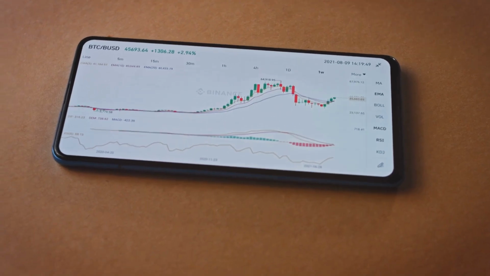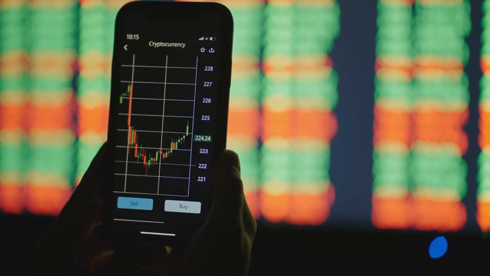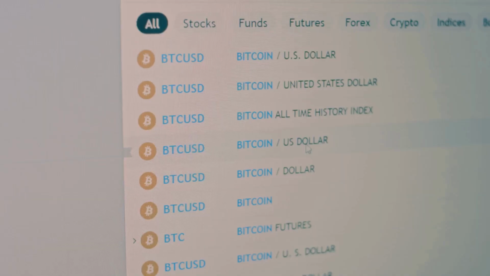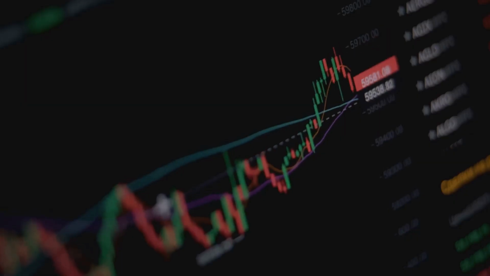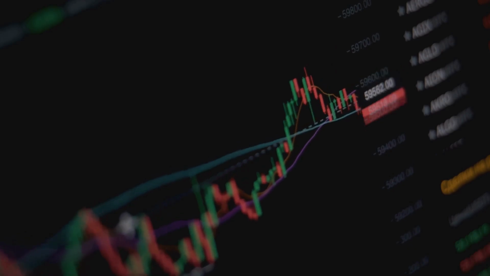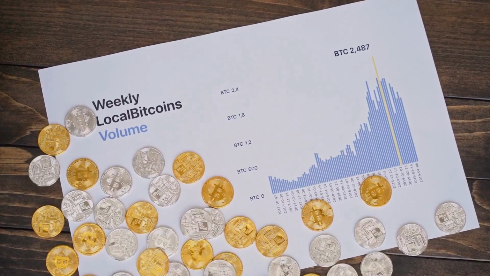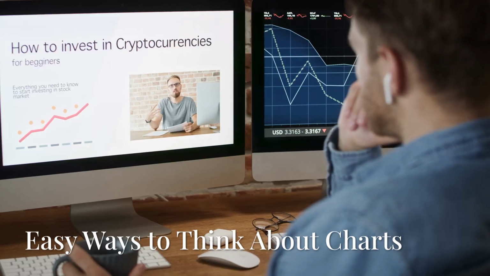Let's talk about support. Imagine a floor under a ball. Support is a price level like that. A falling price often stops there. It might bounce back up. This is because buyers step in. The opposite of support is resistance. Think of it like a ceiling. A rising price often stops there. Volume is how much crypto is traded.